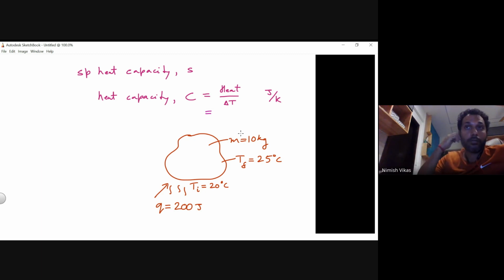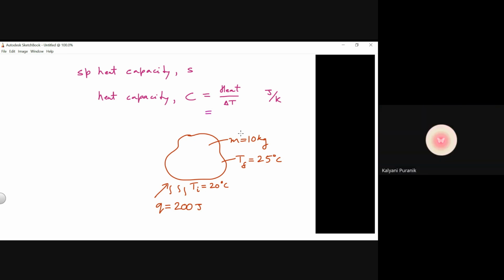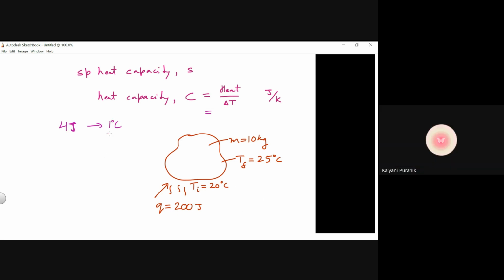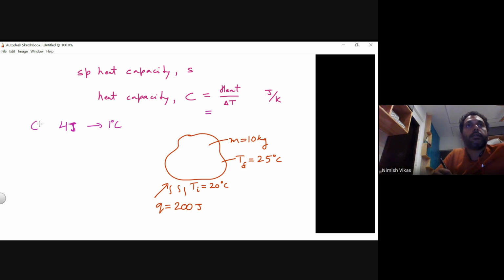Yeah, who said it? What's your name? Kalyani. So, Kalyani, if you say it is 4 joules, it means if I provide 4 joules of heat, it will go up by 1 degree Celsius, right? Yes, sir. This is the meaning of heat capacity. Is that clear?